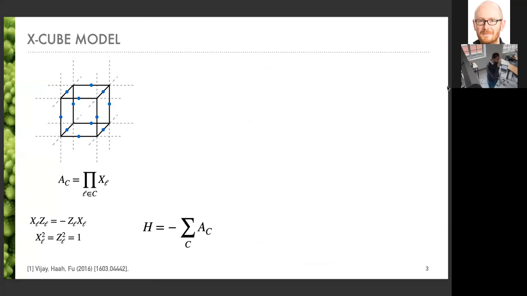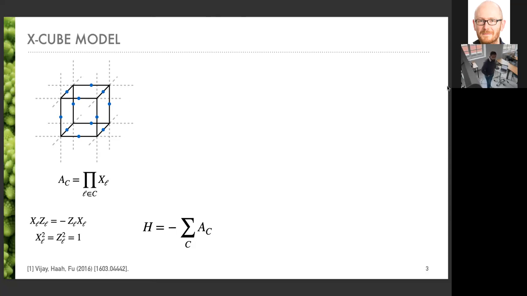So this is a concrete example I have in mind. It's the X-cube model, as it is typically called, proposed a couple of years ago by these nice people here. As I said, there are other fracton models as well, but I'm going to mostly focus on this one because it is a good toy model for me to start building theories.